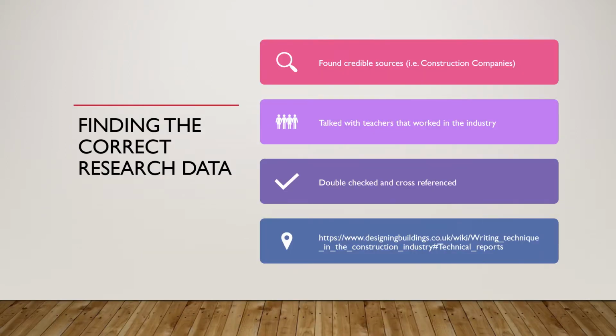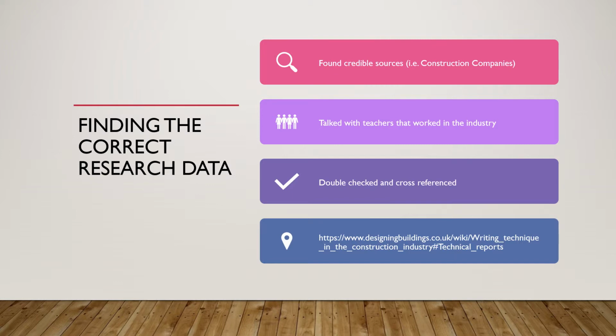So finding the correct research data. First, I tried to find credible sources like construction company websites. I would go on their website, try to find out what kind of documents they used, how they used them, and how often they used them. After that, I talked with the teachers at Stout that worked in the construction industry because they have a lot more know-how on the technical side, because at some point most of them were in a manager position with a construction company. So I talked with them and also tried to see what their take was on which documents they used, how often were they used.